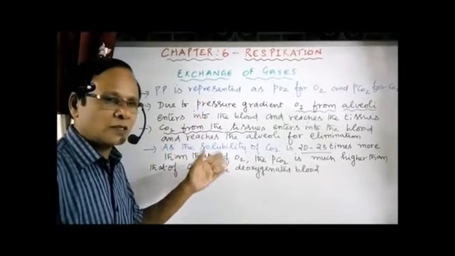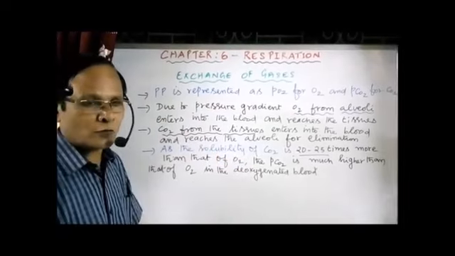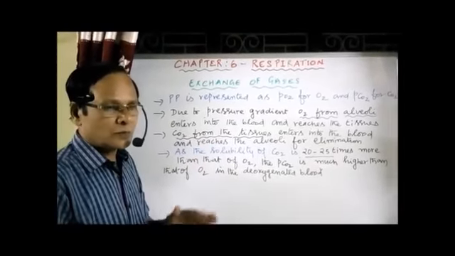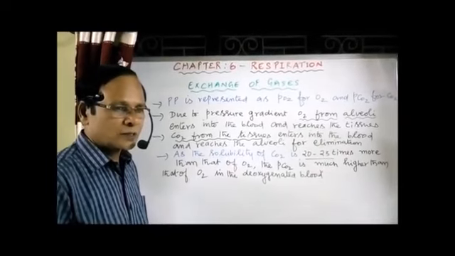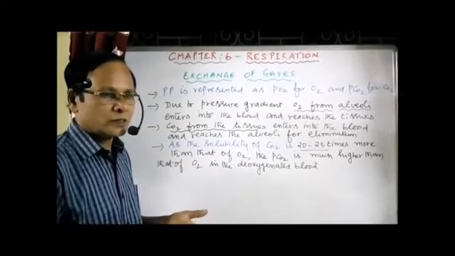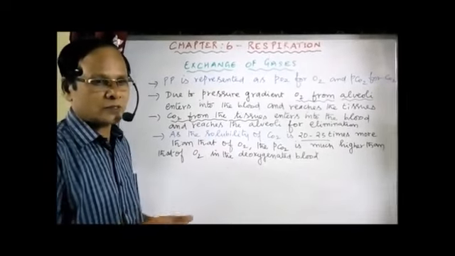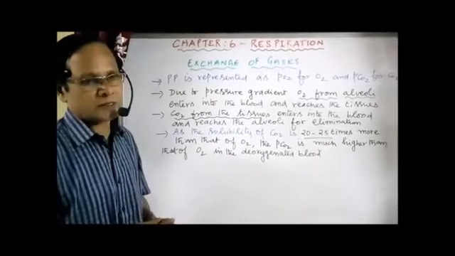Okay, now I will draw the diagram and explain what the pressure gradient is and what the pressure in the alveolus is. It is about 104 for oxygen and for carbon dioxide only 40. So the pressure gradient in different places, in the arteries, in the veins, and also in the lung alveoli. I will represent a simple diagram so you can understand.